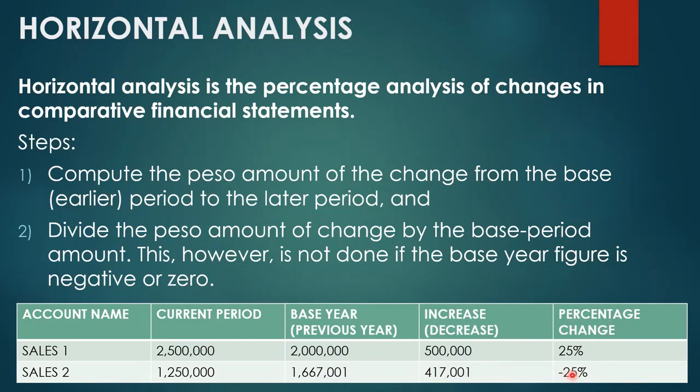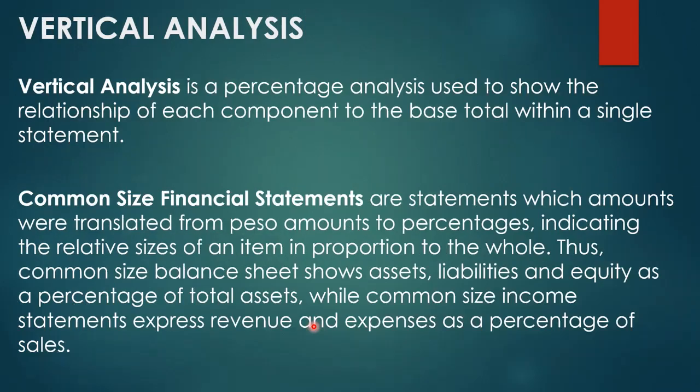So, we can see that horizontal analysis basically compares the financial statements of two separate accounting periods, which are the base year and the current period. Well, you can also have a base year, then the year after the base year, then the current period, as long as there is a base year so you have a comparison.